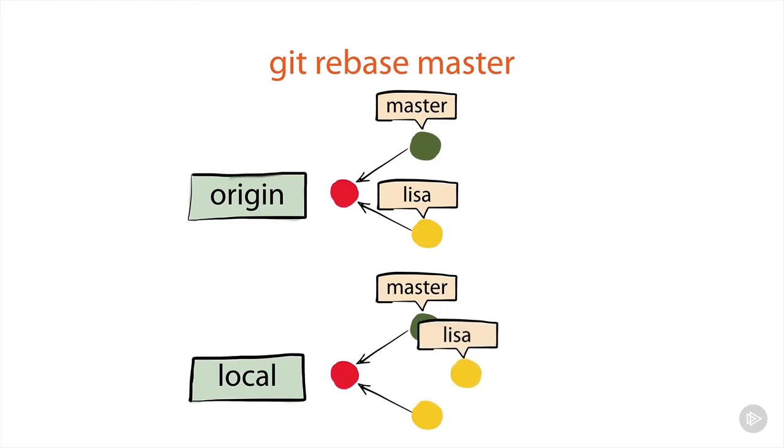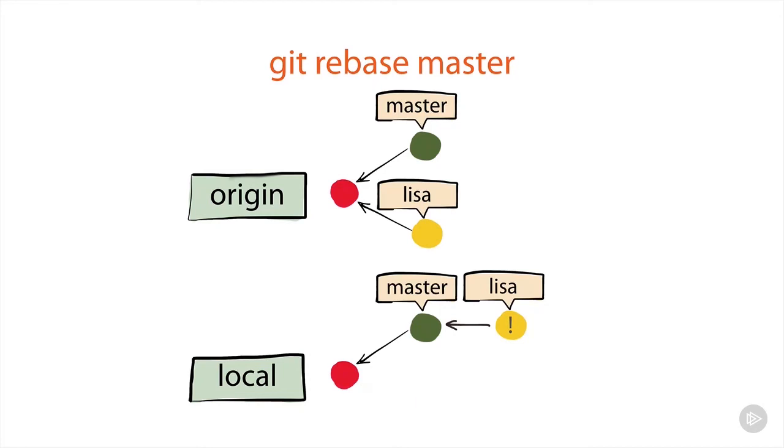Git copies over the Lisa commit so that its parent is now the latest commit on master, and there we are. However, remember that this new yellow commit that we have here is not the same commit as the previous yellow commit. Instead, it's a copy, a different database object. I marked it with an exclamation point to tell it apart from the original commit. The original commit will actually be garbage collected at some point.